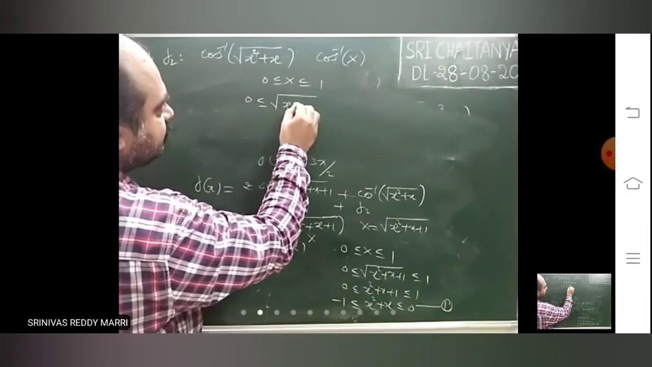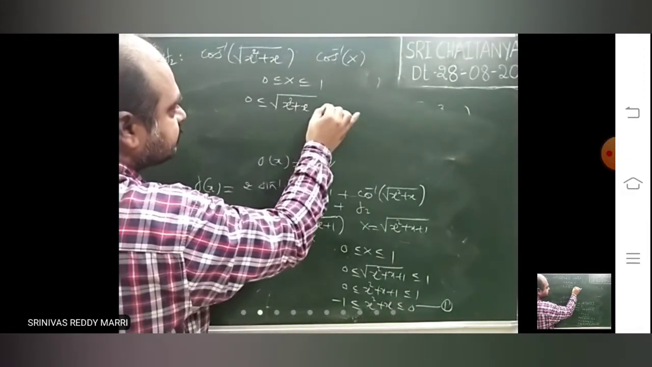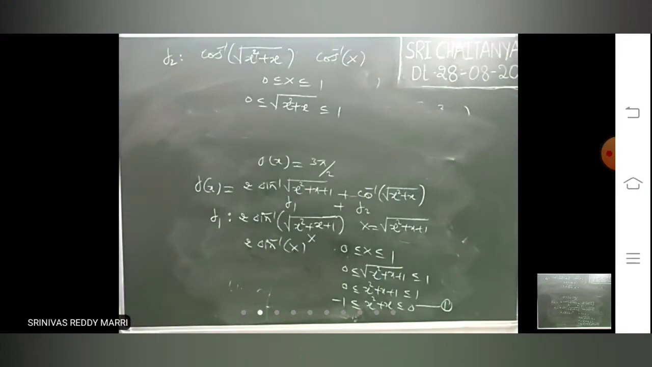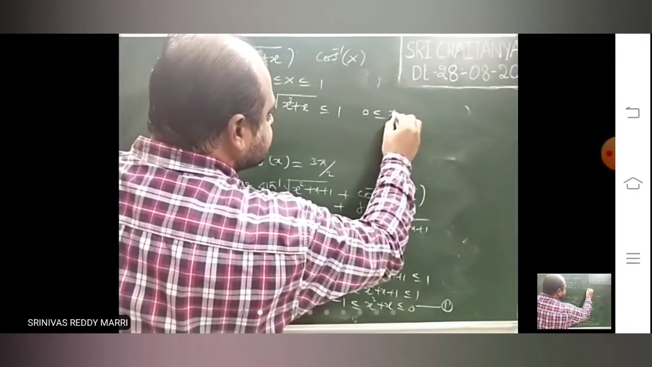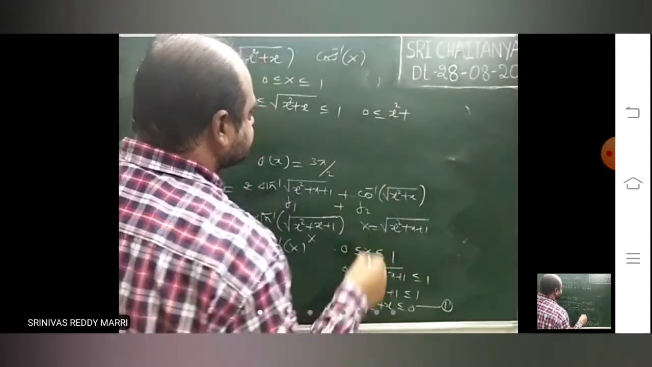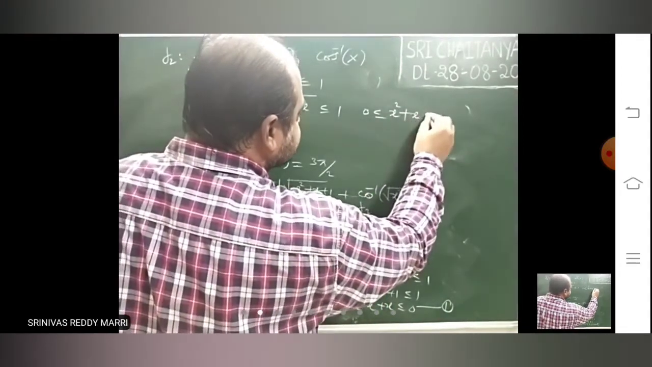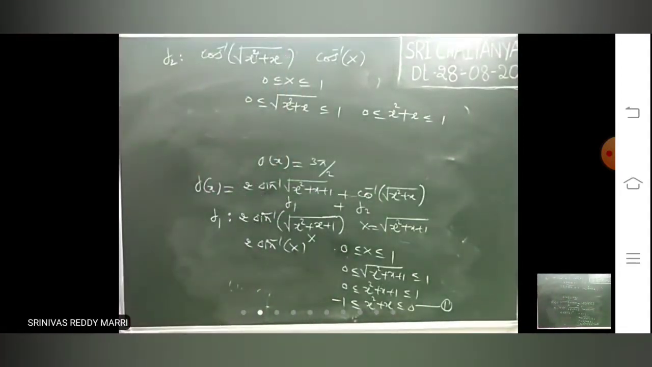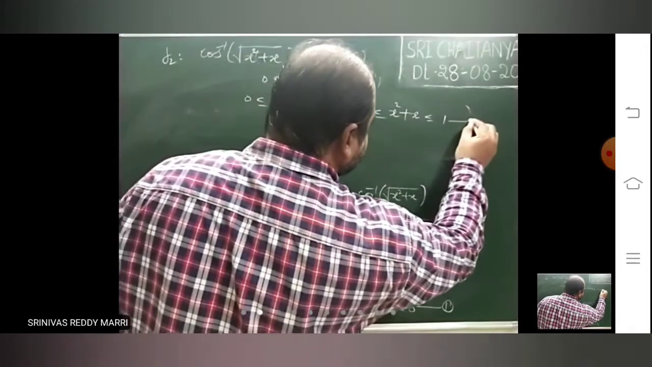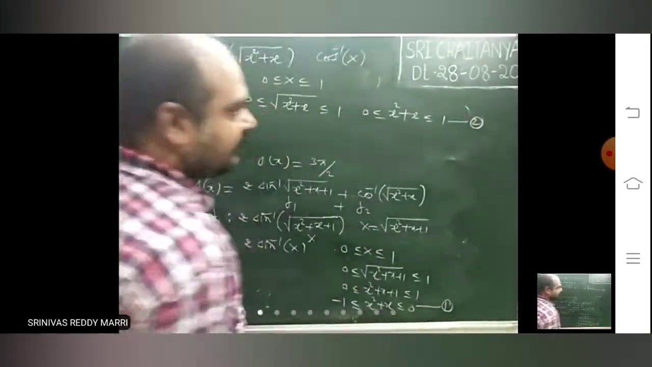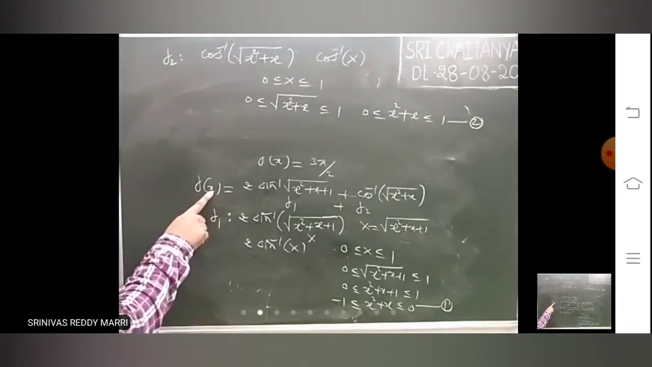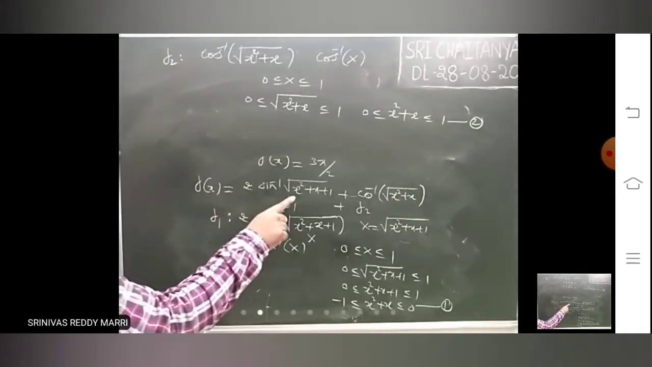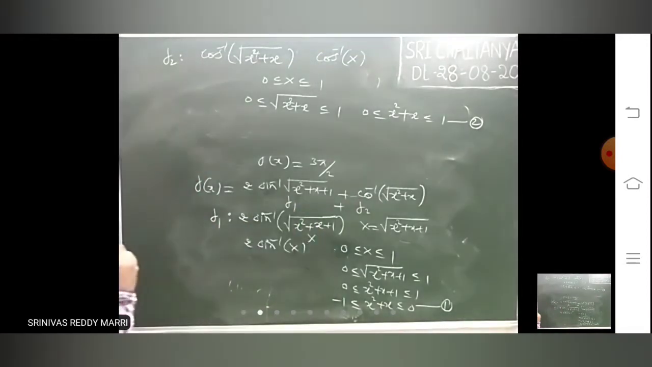Right, 0 ≤ x² + x ≤ 1. Now square, that means what are the values you will get? 0 ≤ x² + x ≤ 1. Now let us say this is 2, I am not solving it. Now, what is the domain of f(x)? Domain of f(x) is nothing but f1 domain intersection f2 domain.